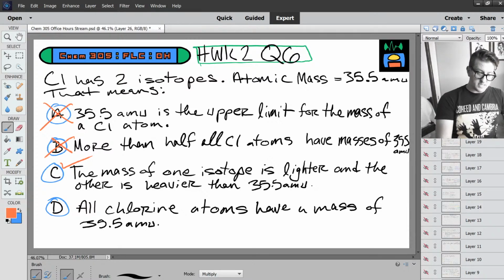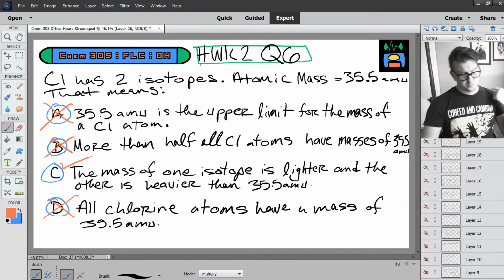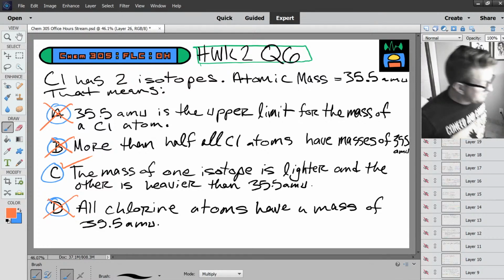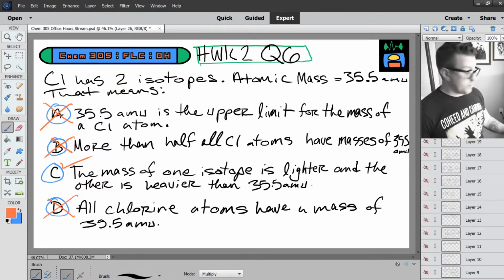D, all chlorine atoms have a mass of 35.5. This one is false because we know that there are two isotopes. If they all had the same mass, there would be one isotope. But we were told in the problem that there were two, so that is why D is wrong. So C is our correct answer.